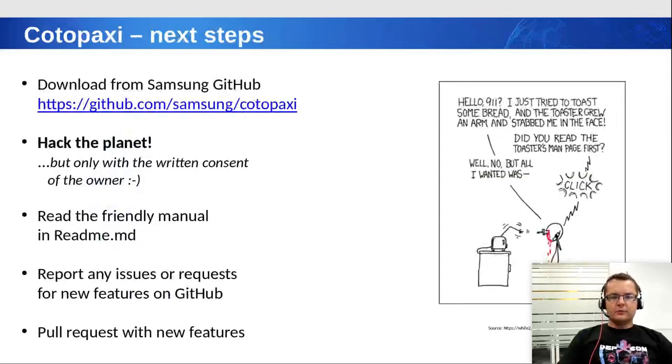So finally, before we start the demo, short information on what you can do to start with Cotopaxi. First, download the tool from the repository, read the manual and install it. Of course, use it and hack different devices, but only when you have the consent of the owner or you are the owner. If you find any errors in the toolkit, please report them using GitHub issues. In the same way, you can contribute new vulnerabilities or new code.